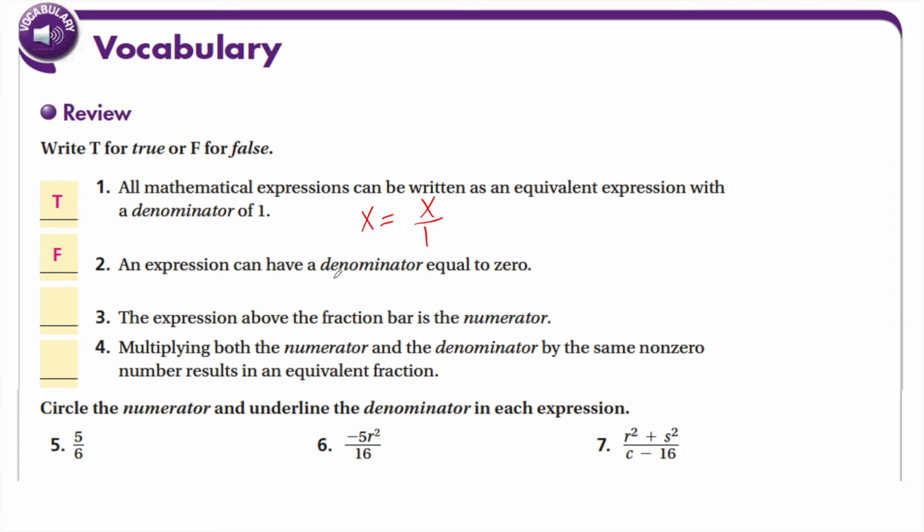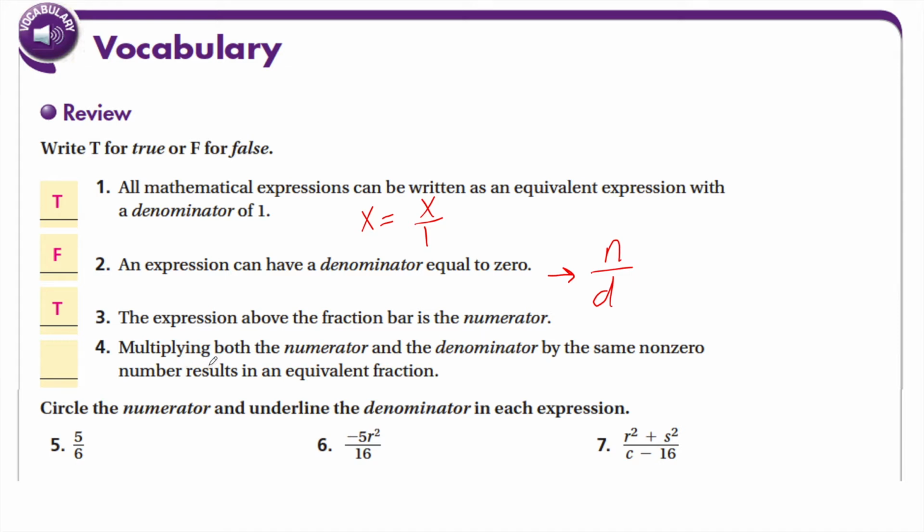The expression above the fraction bar is the numerator, which, like I said before, we have two parts. You have the numerator, and then you have the denominator. This middle portion is going to be considered your fraction bar, so that's absolutely true. The numerator is always on top of the fraction.